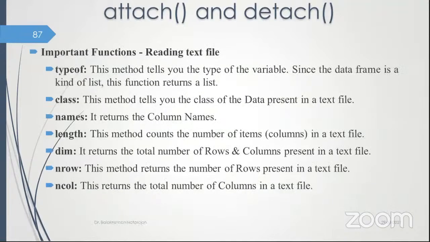Apart from that, you can also use these functions. typeof gives you the type of the variable, and class tells you what class the particular data is. You can get the column names, and you can know the length by using the length function. The number of dimensions of the data frame can be retrieved by using dim, and the number of rows and columns can be known by using nrow and ncol for a particular data frame.